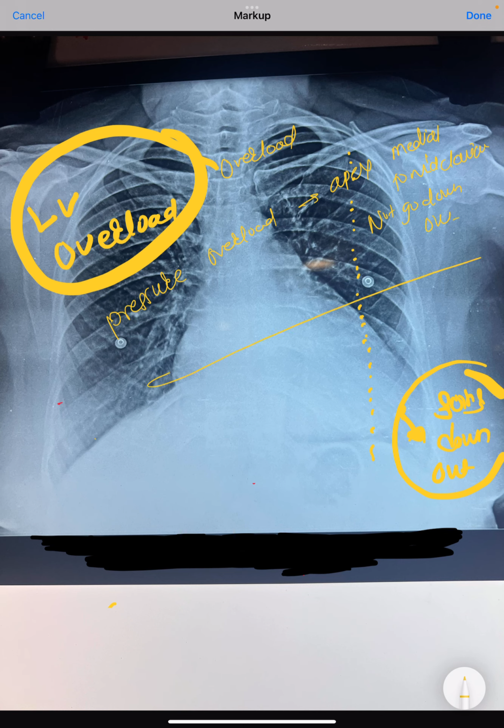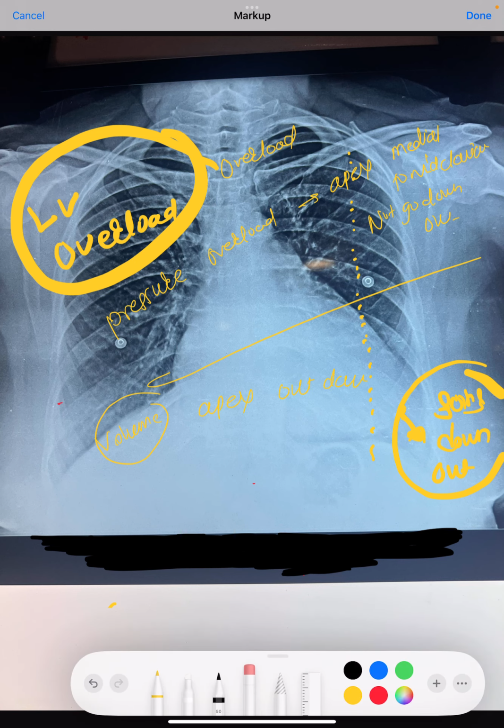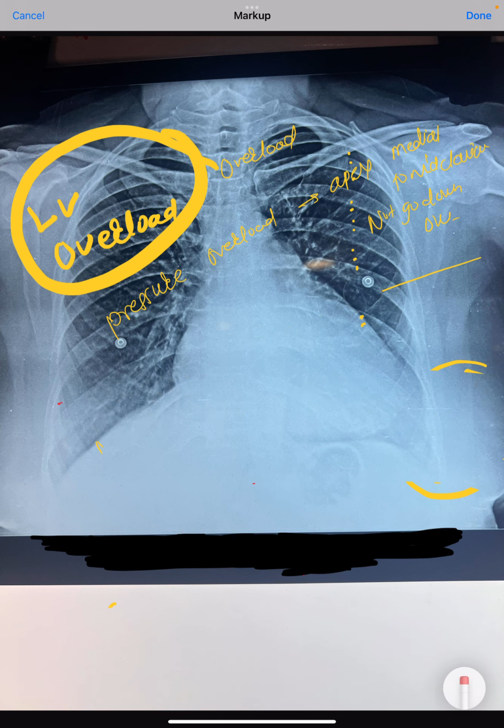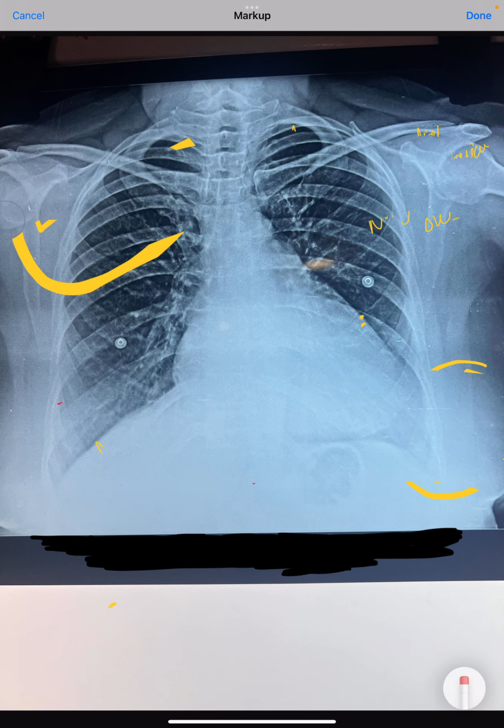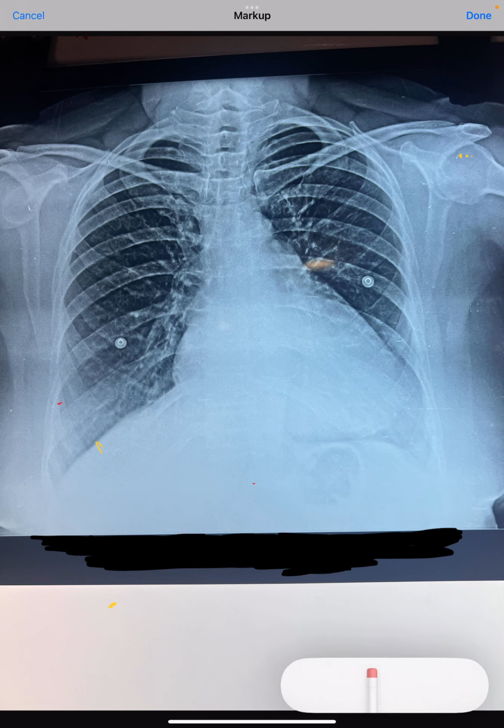But whenever there is volume overload, because of increased volume of blood coming into the left ventricle, over a period of time the LV keeps on getting dilated as well as hypertrophied, and that is the reason why the apex goes out and down. Now, what is the reason for this volume overload? If there is volume overload, there must be more and more blood coming to the left ventricle. Now, what could be the reason?